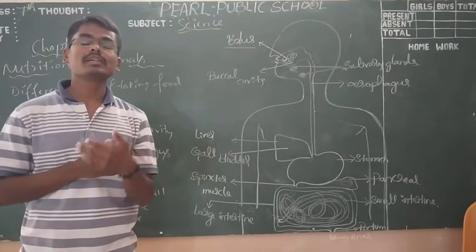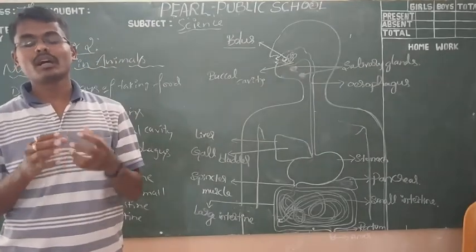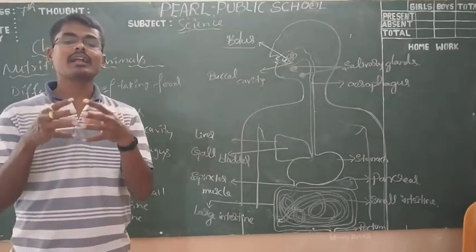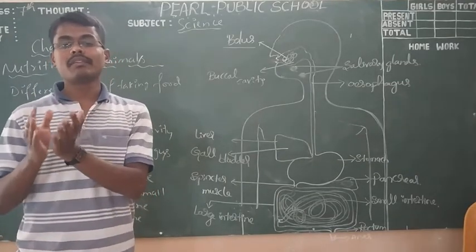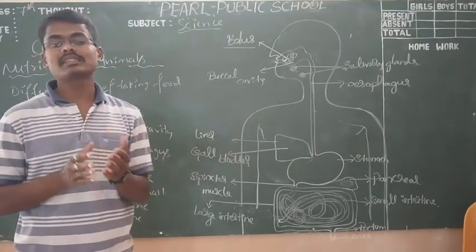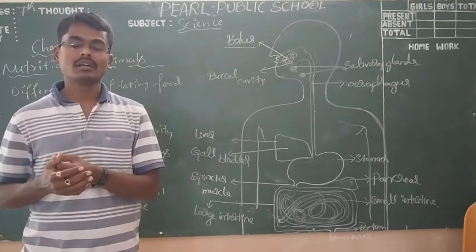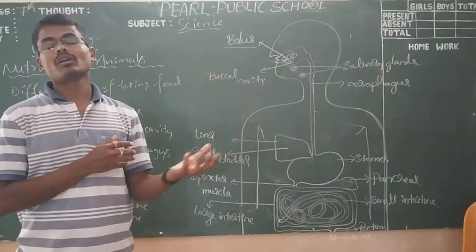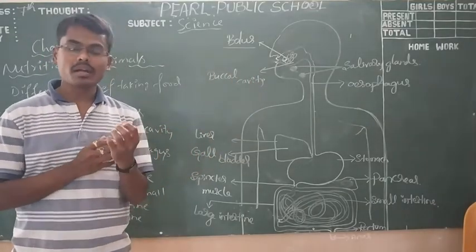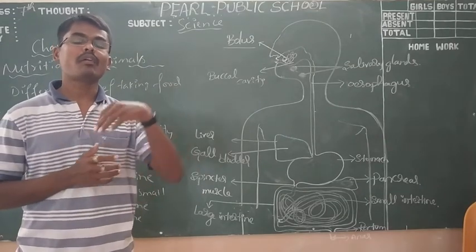Along with this, the small intestine consists of thousands of finger-like outgrowths, finger-like structures. We call these villi. These provide extra surface area for the absorption of nutrients, and they absorb much more nutrients from the digested food, which gets converted into simpler compounds.